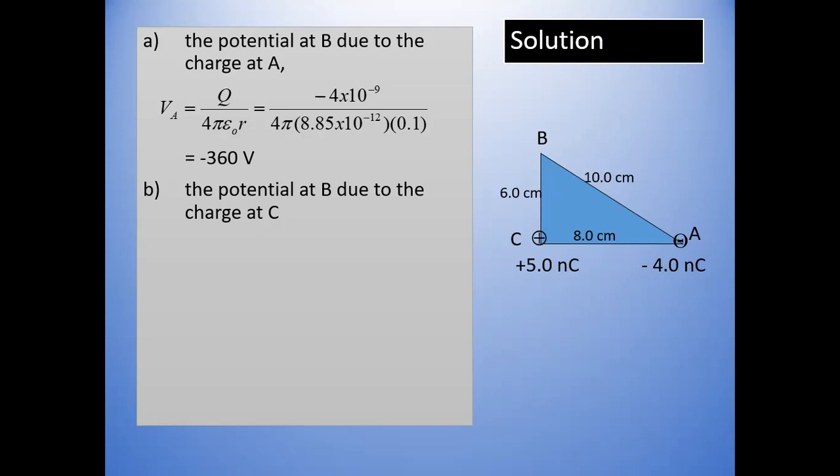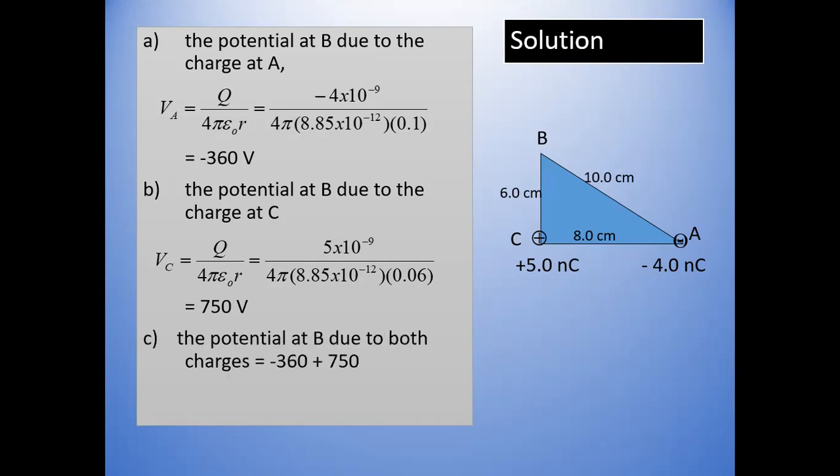749. Okay, I got 748.96. Then the next one, what's the answer? What's the question? Potential at B due to both charges. How to find the answer?